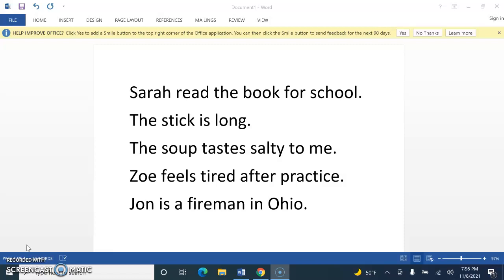The canyon was vast. Well, in this sentence, we have a linking verb because was is on our linking verb list. So was should be underlined twice. And the subject of the sentence is canyon. So what word is being connected back to canyon? It's vast. Vast means big, ginormous. And so there should be an arrow that connects vast back to canyon.